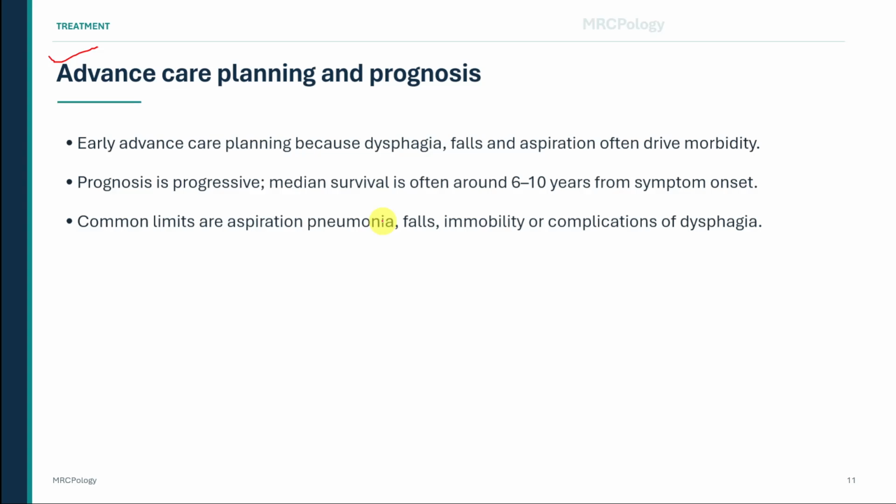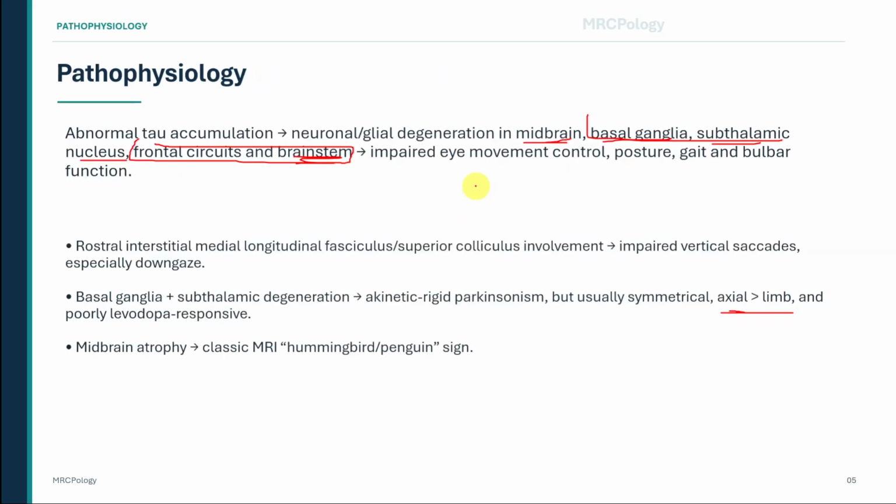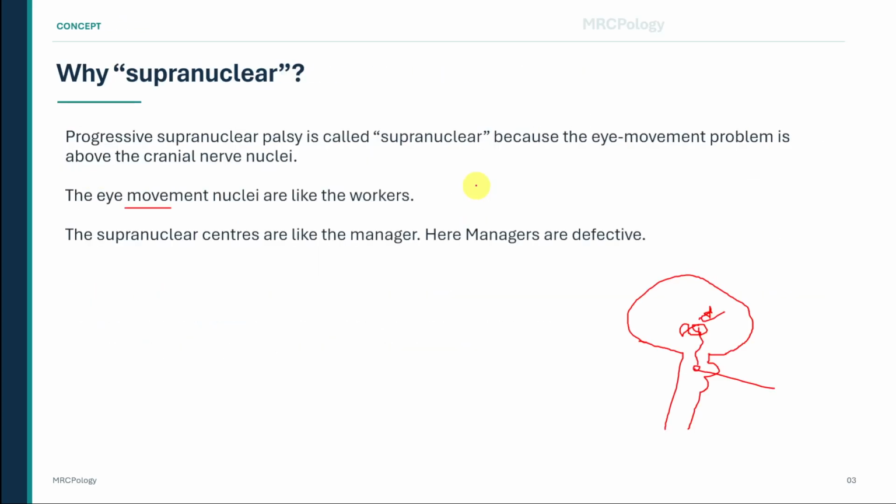vertical gaze palsy, do not keep calling it Parkinson's disease. Think progressive supranuclear palsy. If you remember one thing, remember this. PSP is early backward falls plus downgaze palsy plus axial symmetrical Parkinsonism with poor levodopa response.